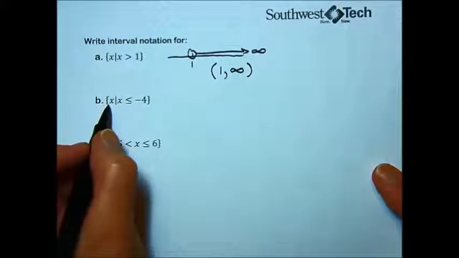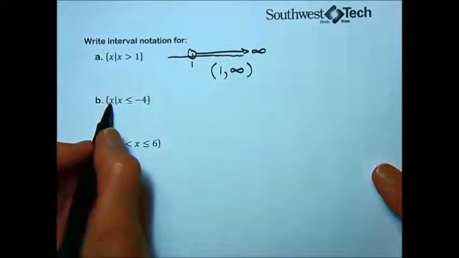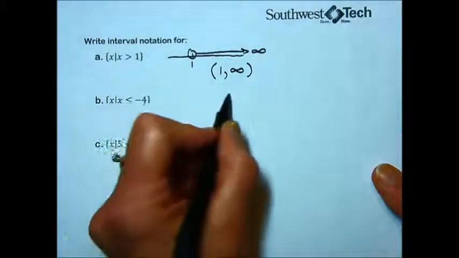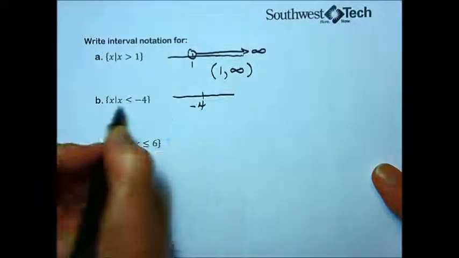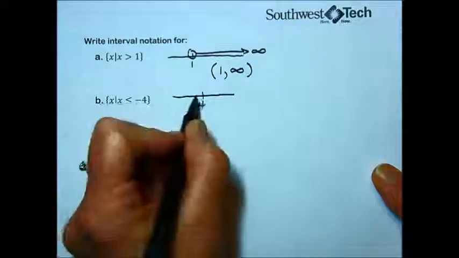In this next example, we have the set of all values of x such that x is less than or equal to -4. Graphical representation, x is less than or equal to.